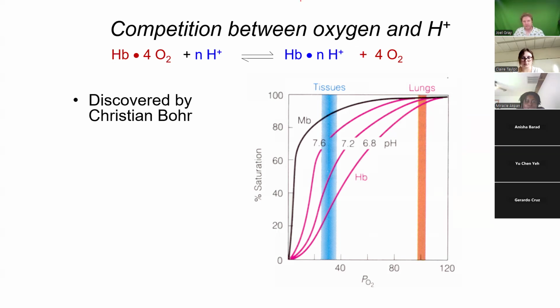There was someone who studied hemoglobin's affinity for O2 based on pH. This is a fellow by the name of Christian Bohr. What Christian Bohr did was study hemoglobin's ability to bind oxygen under different pH conditions. So he used a couple of different things. He used myoglobin as a nice positive internal control.